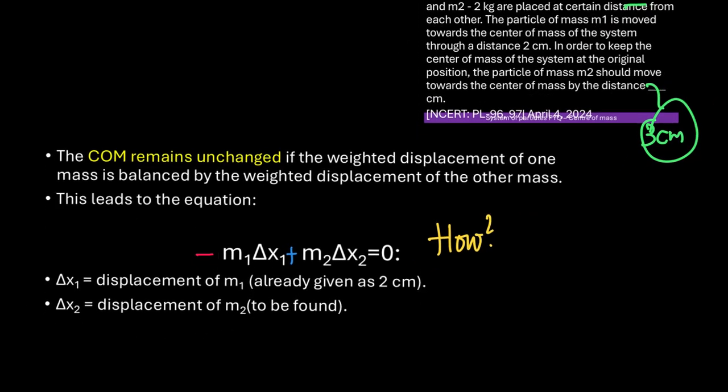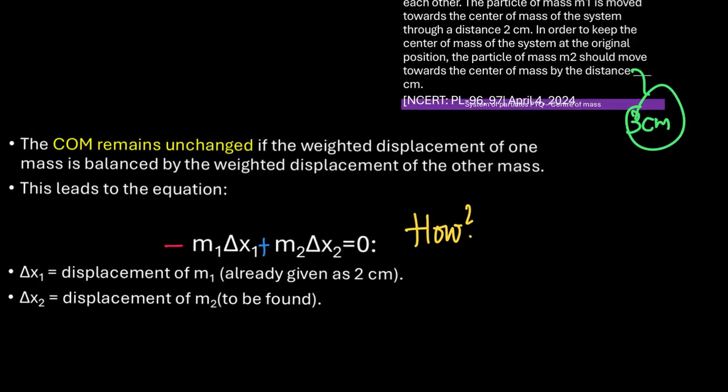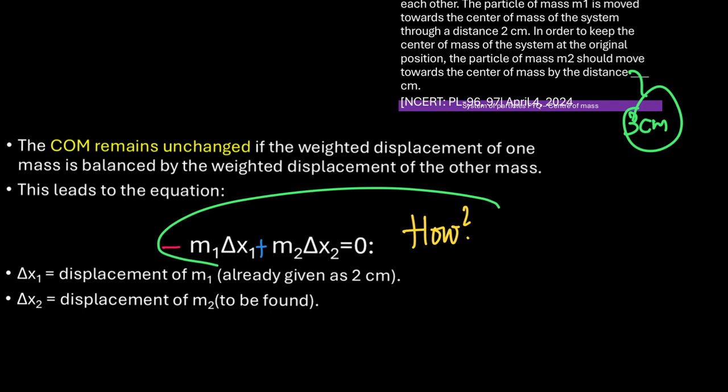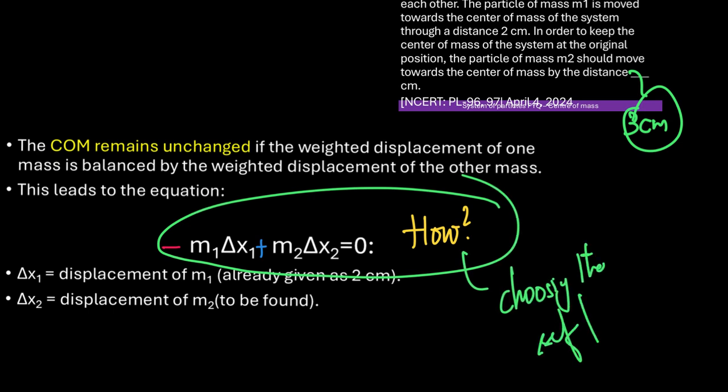Now the question that comes here is, how did we arrive at this equation? What is the logic behind that? Well, that is where the significance of choosing the reference point comes into the picture. How? Let's see that next.